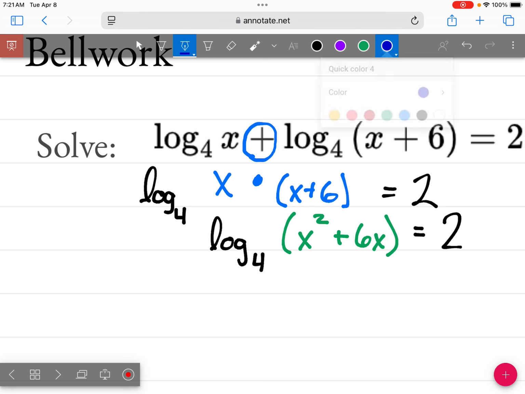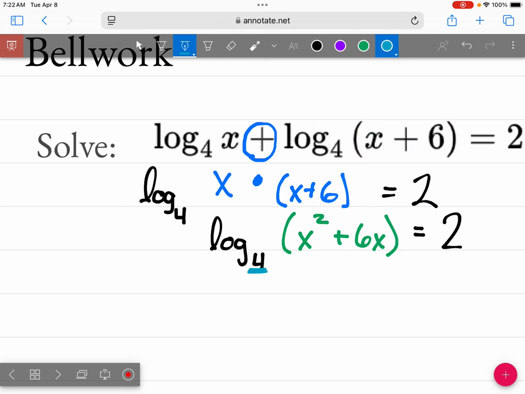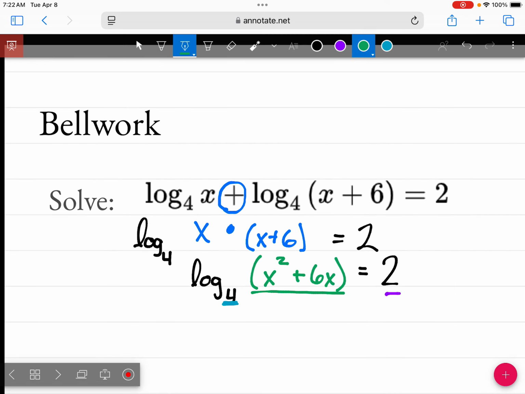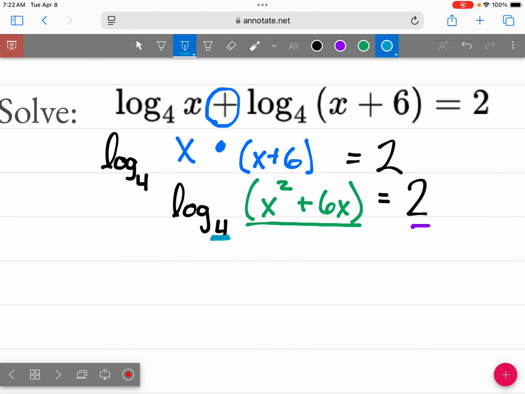We need to put this in exponential form. So what we're going to do is grab our base power argument, and we're using that B to the P equals A is equivalent to log base B of A equals P. That guy. To switch this back around, we can rewrite this as our base of 4 to the power of 2 equals our x squared plus 6x argument that we had.